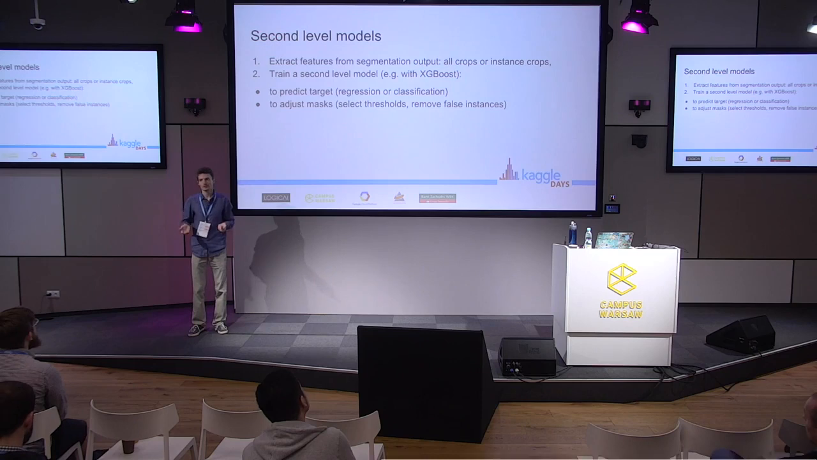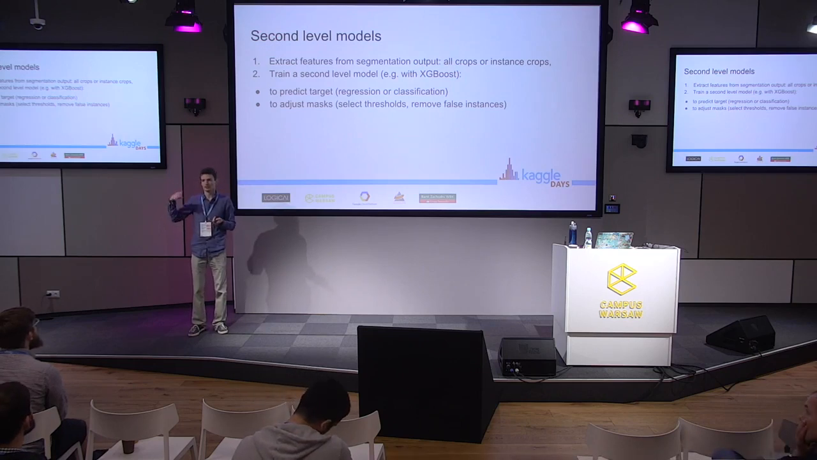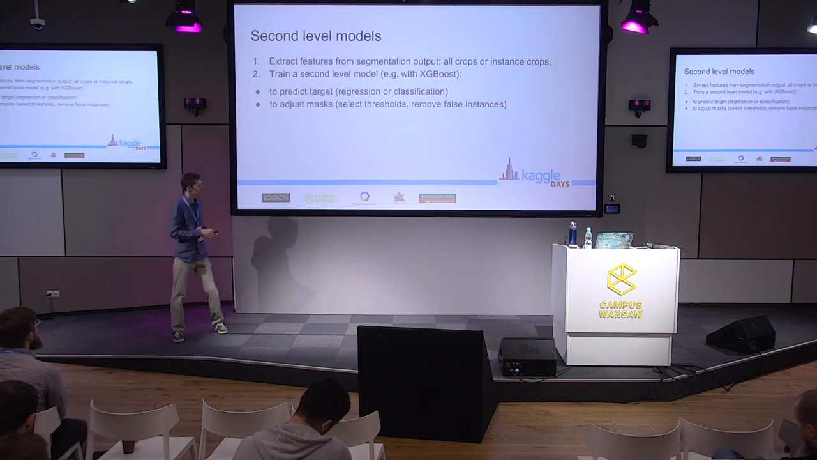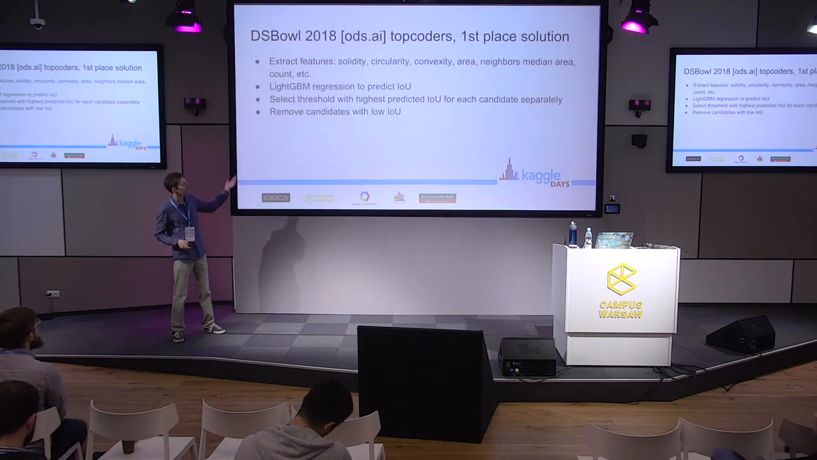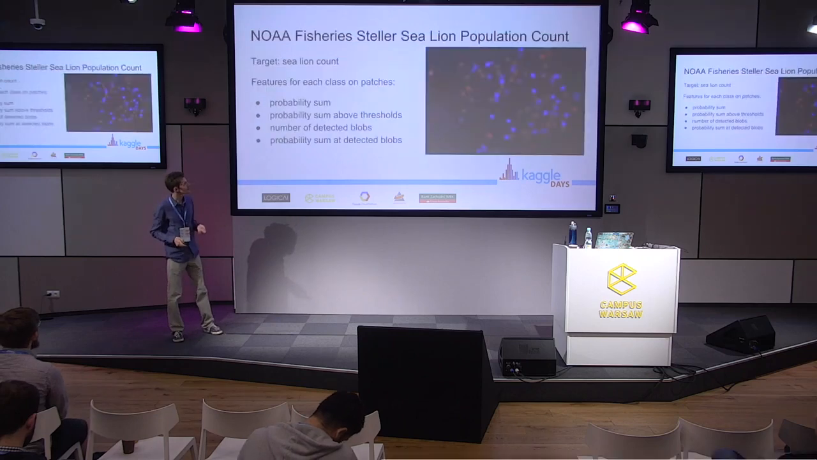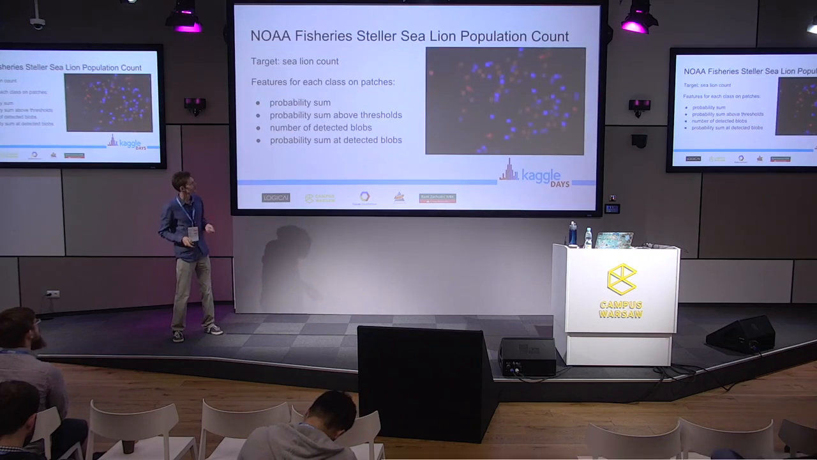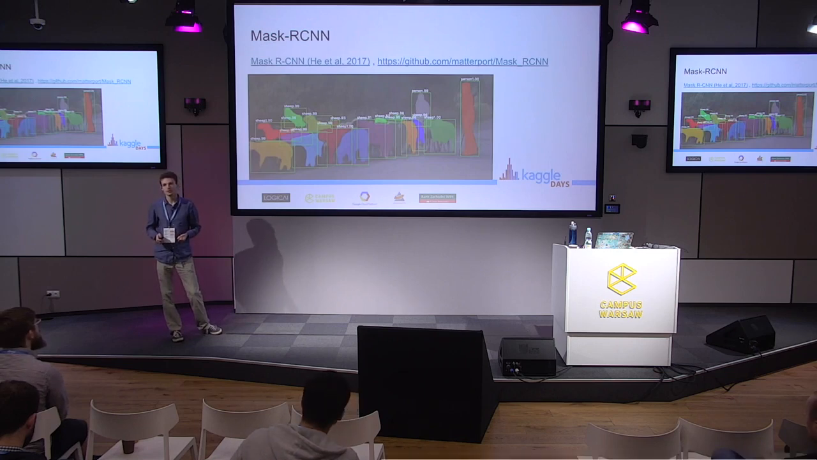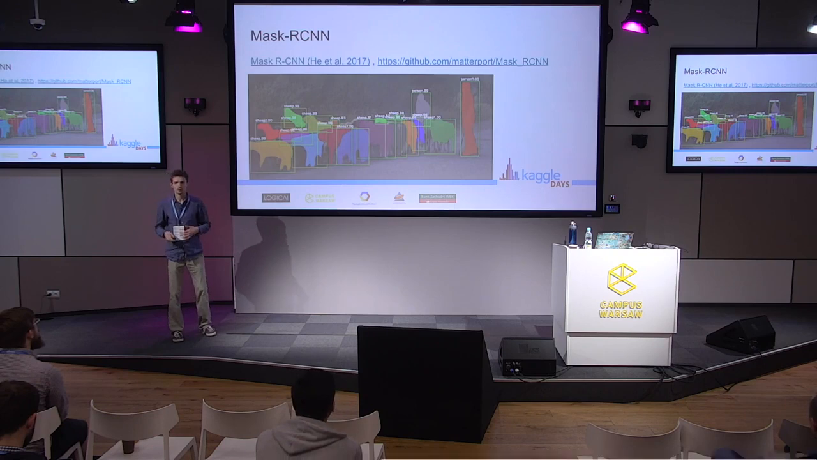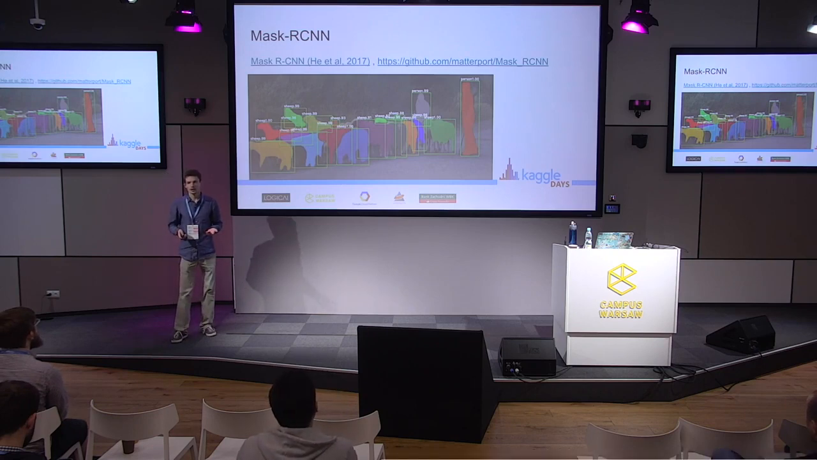Another example is if your final task is not segmentation but, for example, regression, then your second level model can be doing this regression using features you created during semantic segmentation. Yeah, I think we'll need to skip these examples. Second level models were used in the DS-ball solution and in stellar population count, because the task was regression.